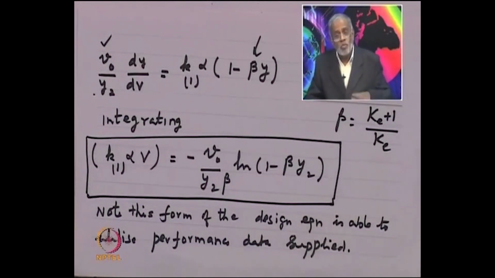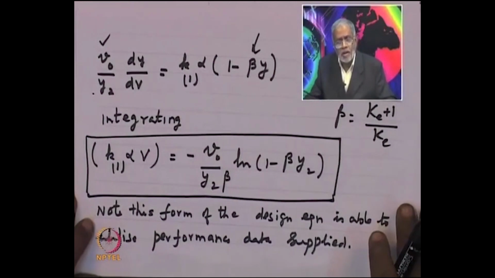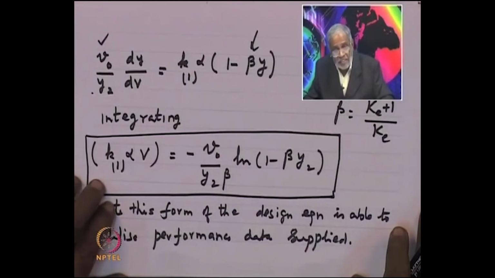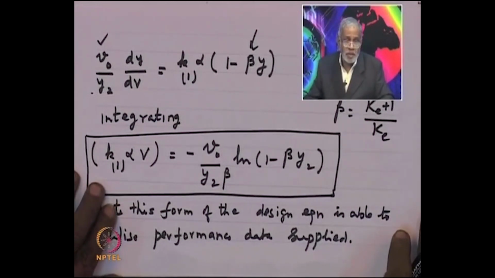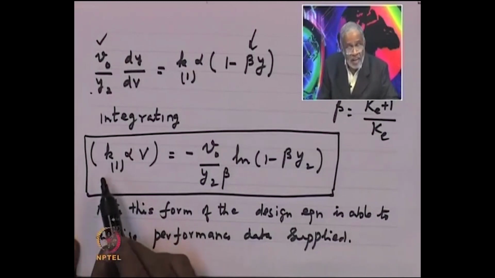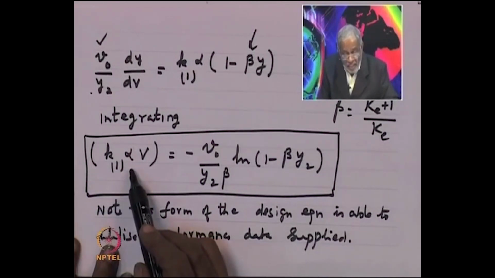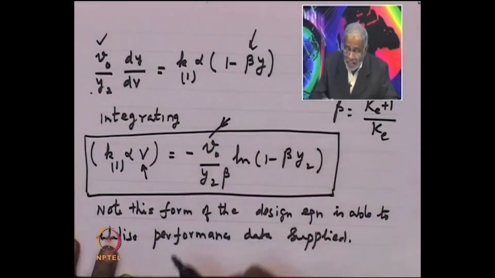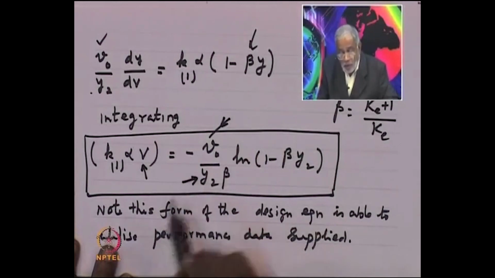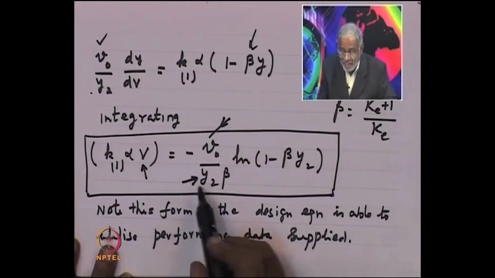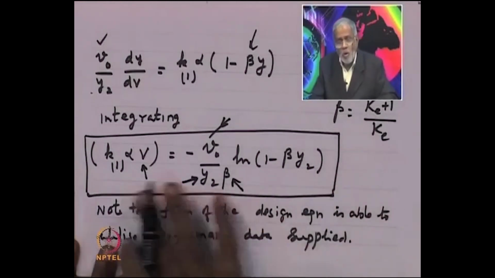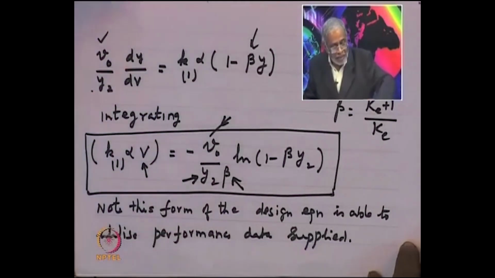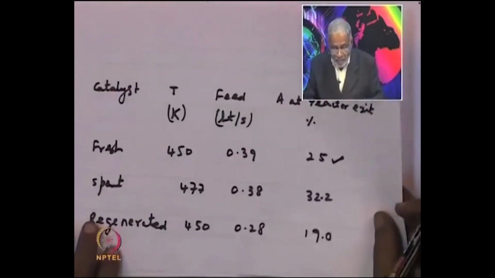Now, see what we have done is that based on our understanding of reaction engineering, we are able to write a design equation which is able to describe our equipment. Notice here that K1 is the rate constant for the forward reaction, alpha is the activity of the catalyst, V is the volume of catalyst that we have used in our experiment, V0 is the volumetric flow at the inlet, Y2 is the extent of reaction at the reactor exit, beta is simply (Ke plus 1) by Ke. So, all the terms we know; all these are given to us in the experimental data. Our experimental data you can see here very clearly.